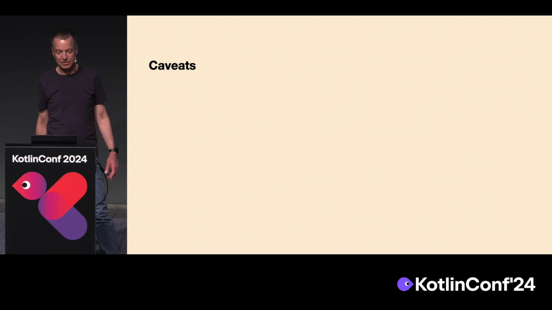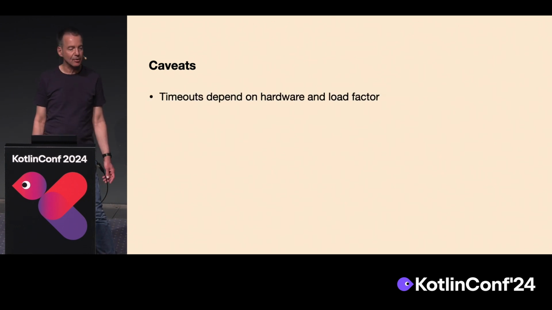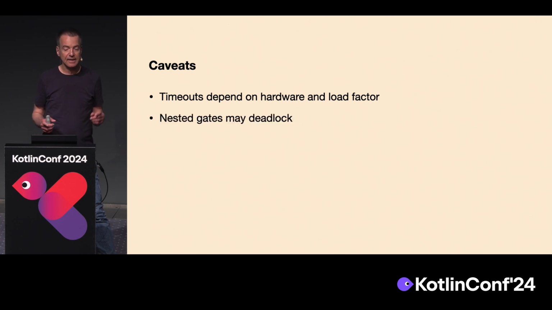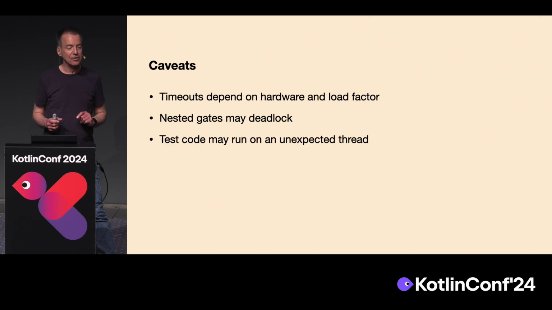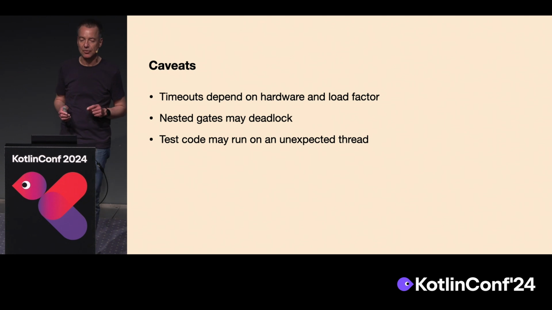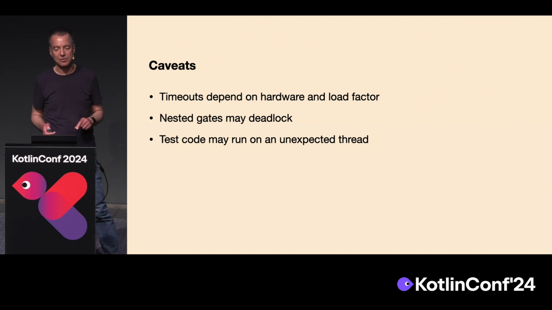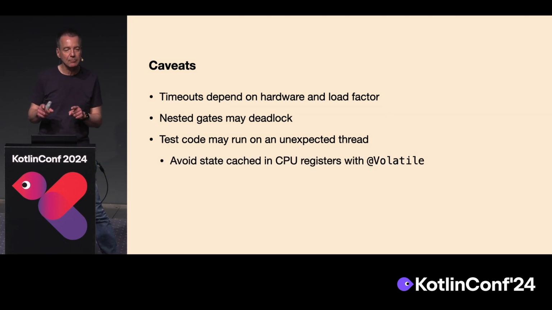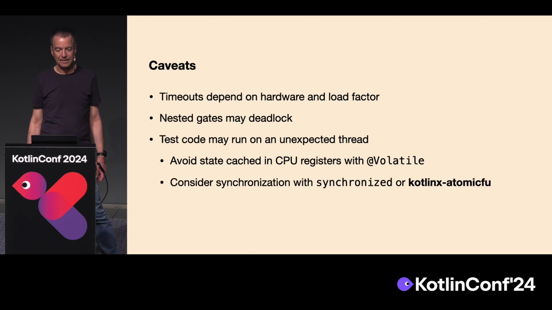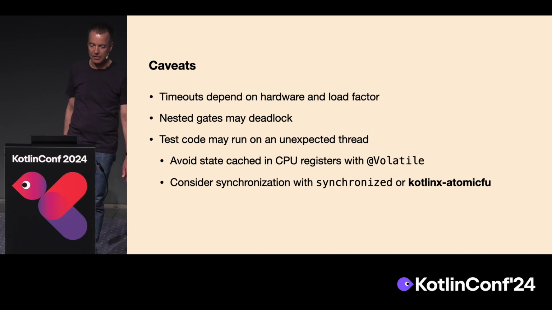But there are also some caveats with this. We're using timeouts, and timeouts depend on hardware and load factor. If we use nested gates, they may deadlock. And also, the test code we're using may run on an unexpected thread. So we must make sure that the state we're seeing is really up to date, which might mean we want to use volatile. And also, we might want to consider synchronization with synchronized, or in multiplatform form, Kotlin's atomic view.